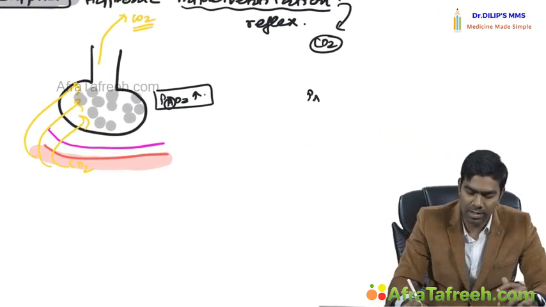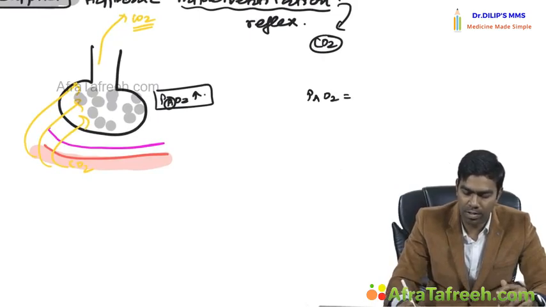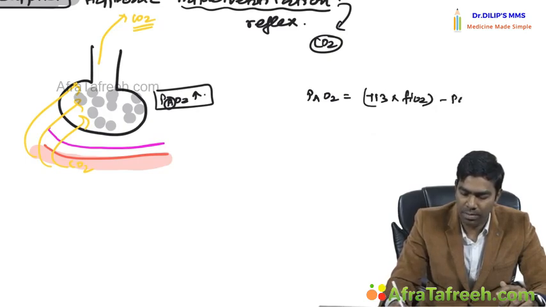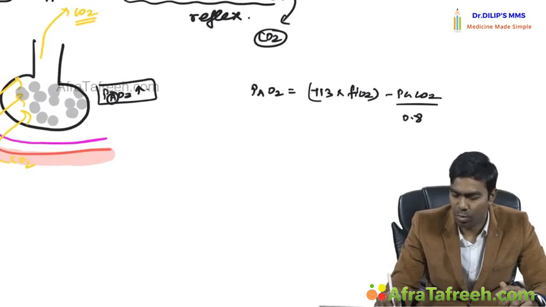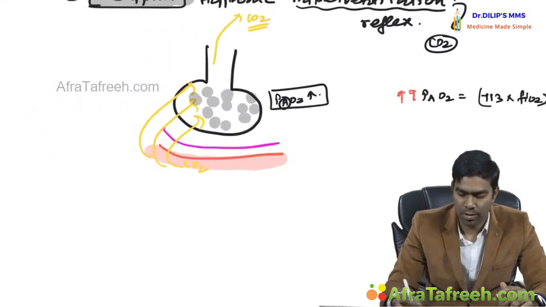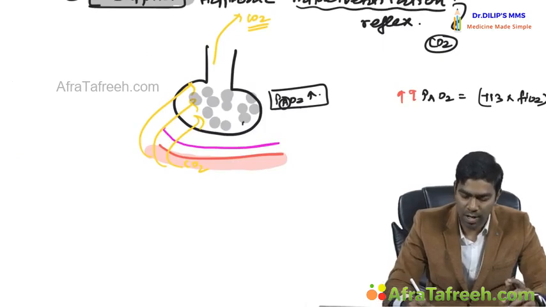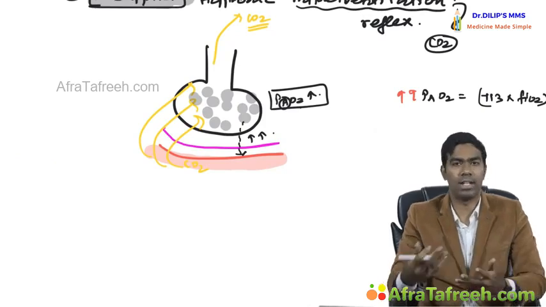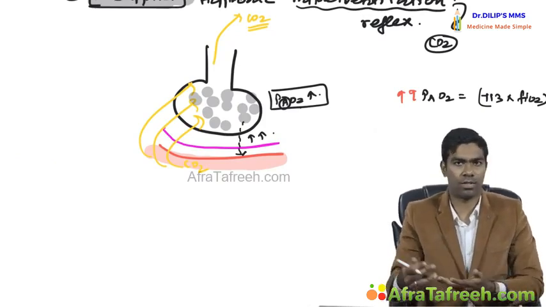How can you do that? Just simply see the alveolar gas equation also. It is nothing but your 713 multiplied by FiO2 minus PaCO2 by 0.8. Remember, the more you reduce the carbon dioxide, you are going to increase the alveolar oxygen. So by increasing alveolar oxygen, the gradient will increase now. Obviously, if you increase the alveolar oxygen, the gradient will increase.